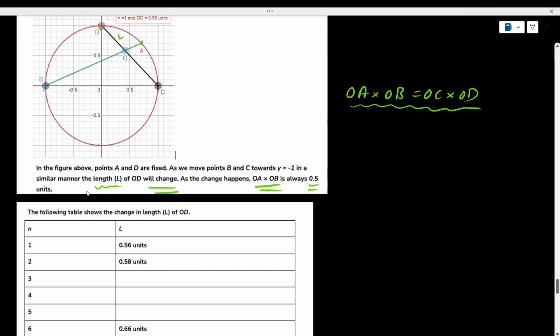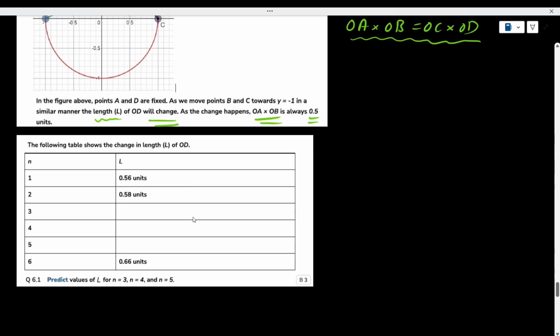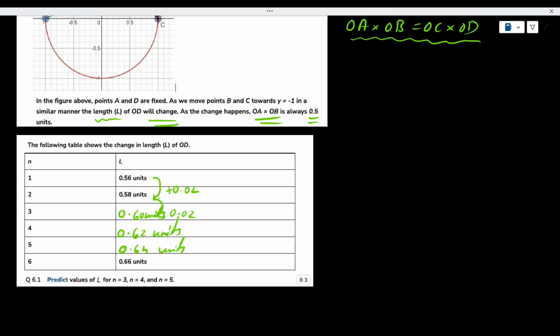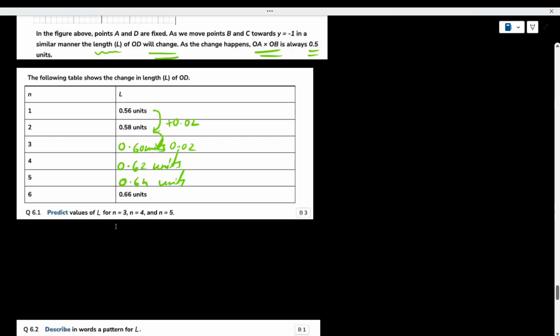Now, what is written here? The following table shows the changes of length L of OD. If you see here, this is plus 0.02. So from here to here, if we add 0.02, it will be 0.60 units. Then you will get 0.62 units, then 0.64 units, and then 0.66 units. So you have predicted the value of L for n equals the third stage, fourth stage and fifth stage. We have already done this. Each one will give you 3 marks.